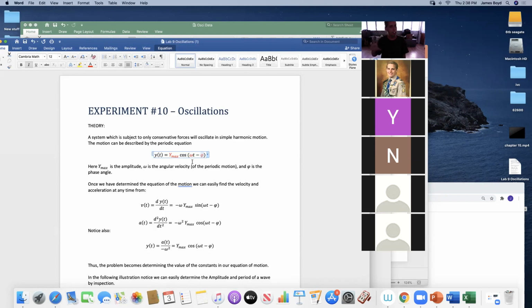Whether you start at pi or negative pi depends on which way the velocity is going. I don't really care about that. That's not as important to me.